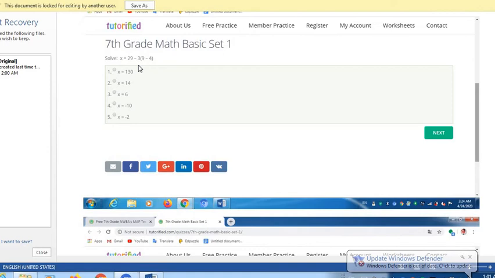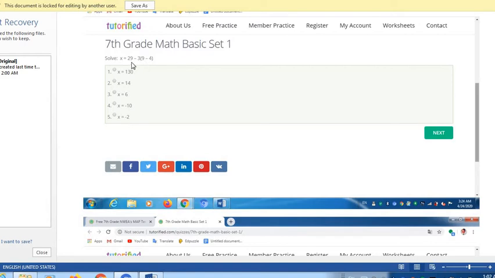Okay, here solve x equals 29 minus 3 bracket 9 minus 4. Here I'm doing this by, do you remember, PEMDAS? I have steps to follow. It's called PEMDAS: P for parentheses, E for exponent, M for multiplication, D for division, A for addition, and S for subtraction.